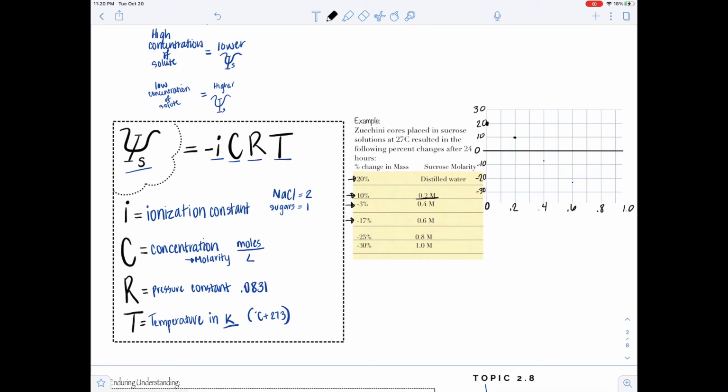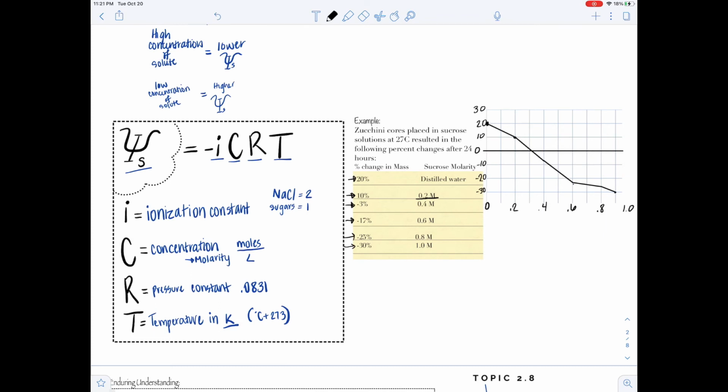And then we're going to go ahead and connect our points on that graph. Okay, so plot your points for each solution and connect those points on that graph. And so when we look at our actual question, we're going to be able to use this graph for our calculation.